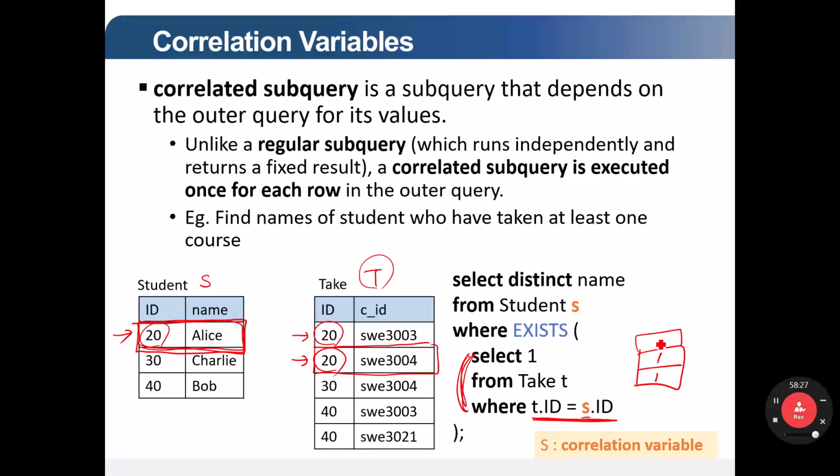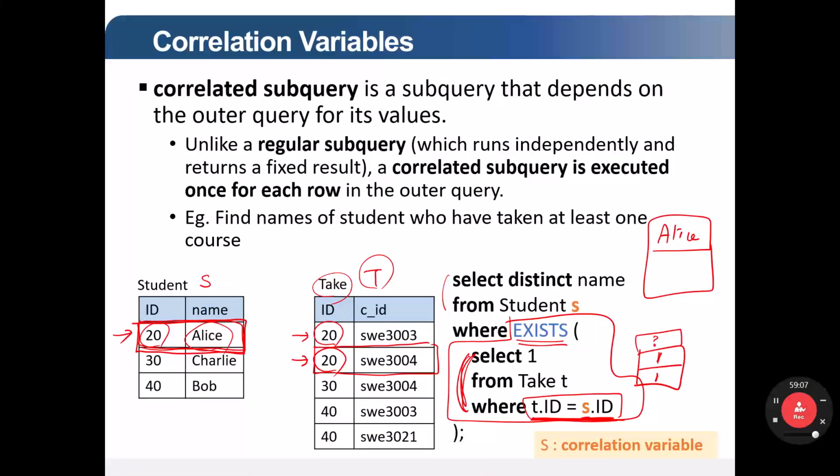I don't know what should be the attribute name here. Anyway, for every take record that satisfies this condition, we insert number 1 in the output table. And then we check whether the table is empty or not. Currently, it is not empty. Therefore, this whole predicate returns true. And then we go back to this outer query and select the name attribute. So Alice will be inserted into the output table.